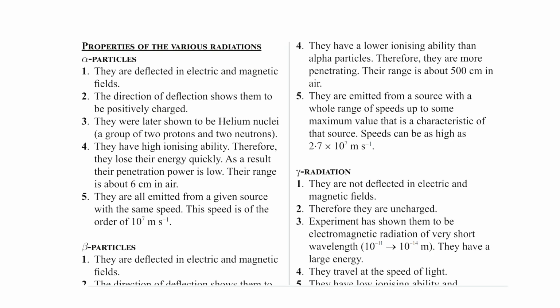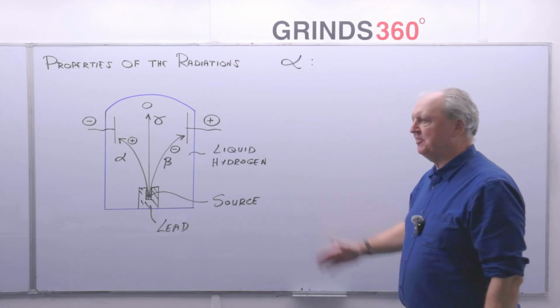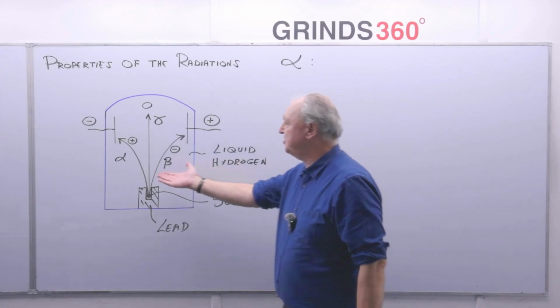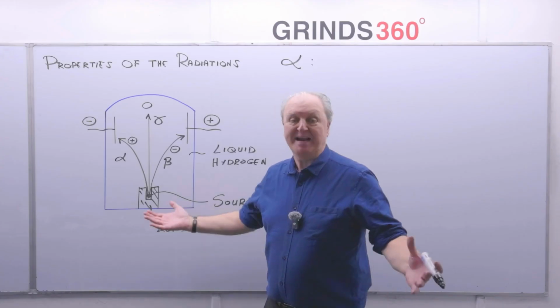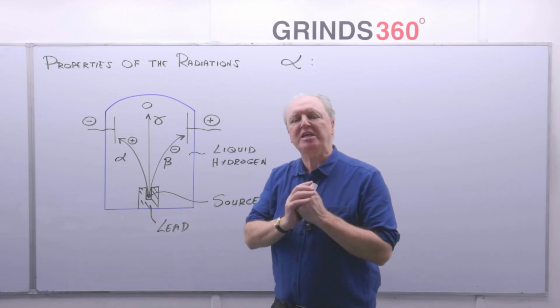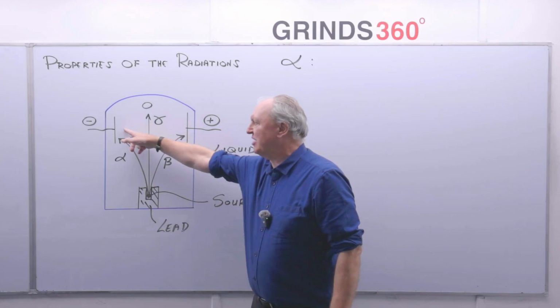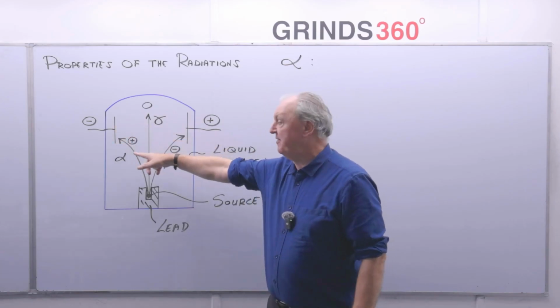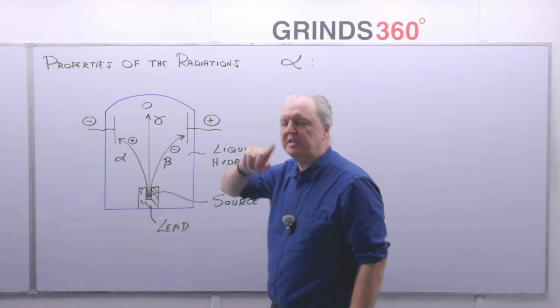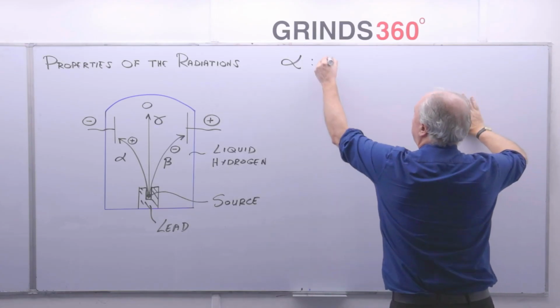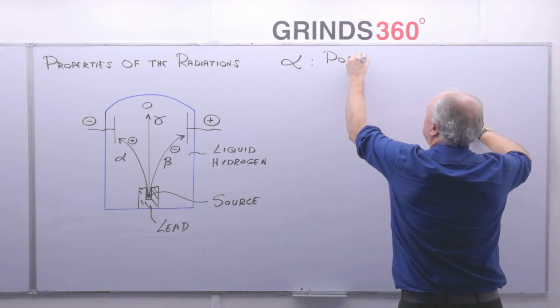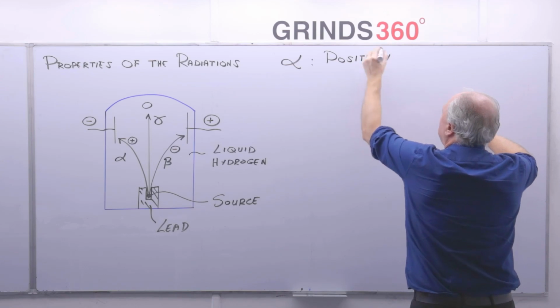So as I said, the chemists got to work to try and find out what they were. So we need to know the properties of the various radiations. So let me go through these on the board. Starting off with alphas. Well, what can we say about alphas? You can see they are deflected in electric fields, also magnetic fields. And you can see the direction of deflection. They're being attracted towards the negative, the cathode. That means they must be positive. The first thing I can say about alphas is that they are positively charged particles.